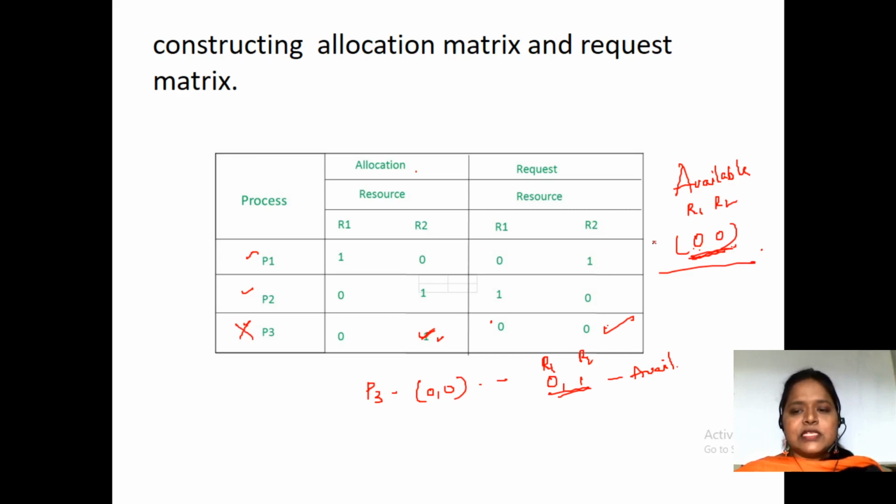Now the available, this is the first phase. And second phase, what is the availability? 0 comma 1. That means 0 of R1 resources and 1 resource of R2 is available. With this 0 and 1, can we fulfill any of the process request? Yes, we can fulfill the process P1 request. So 0 and 1 in the sense already one resource is available.